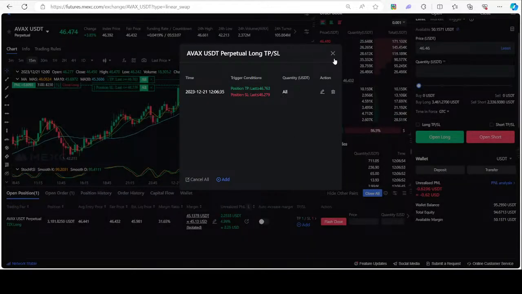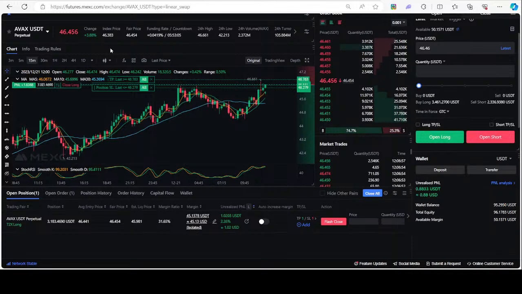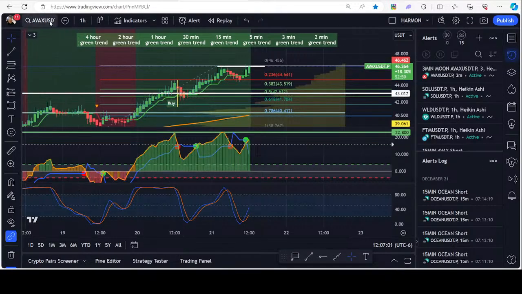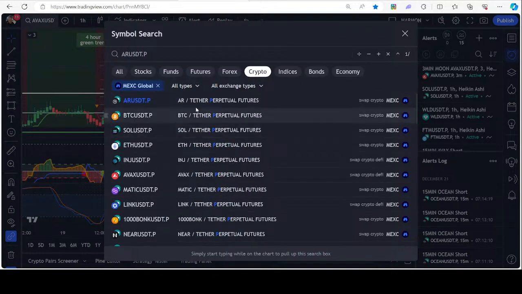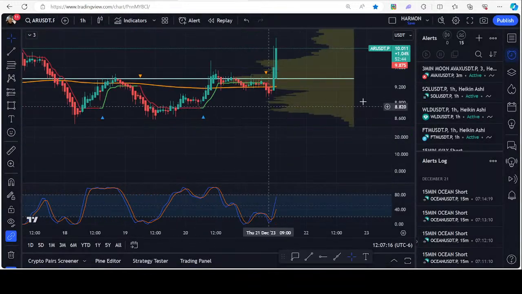All right, so let's go look at Weave. What's the ticker on that, Anth? AR. Oh, ARB or AR, right? AR. AR is on a long actually. Just AR, yeah.